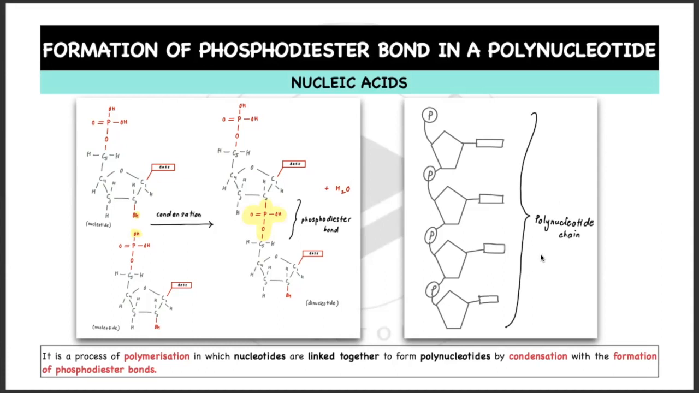So obviously, you can't draw so many at once. It's just all numbers and letters everywhere, and you have all these sticks here and there. So this is how it would resemble. So it is a process of polymerization, meaning many nucleotides is a polymer in which nucleotides are linked together. They are linked together to form polynucleotides by condensation with the formation of phosphodiester bond.